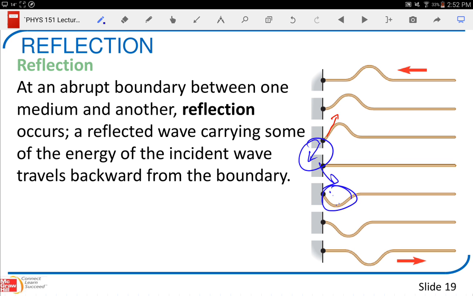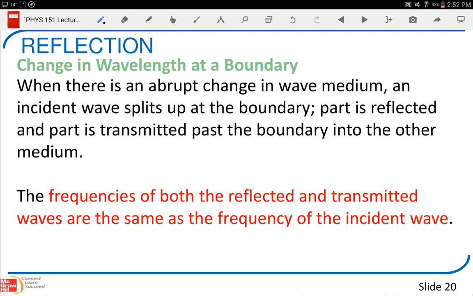So a wave will invert, it will flip the side of the amplitude when it reflects off of something that's a fixed barrier. Does that make reasonable sense? What if instead of being a fixed barrier, it was attached to nothing?